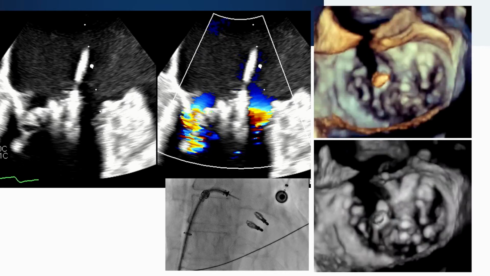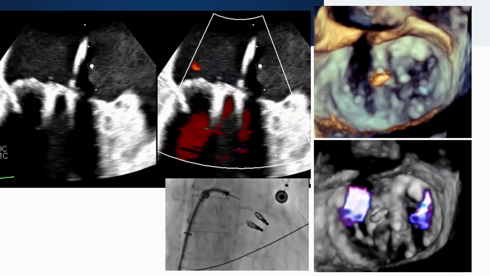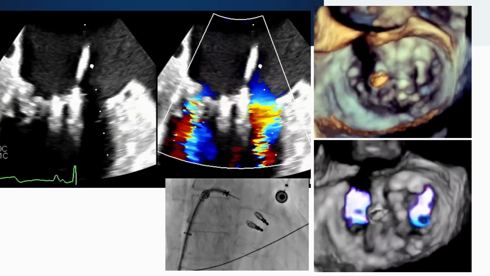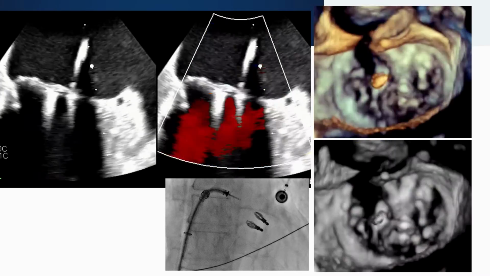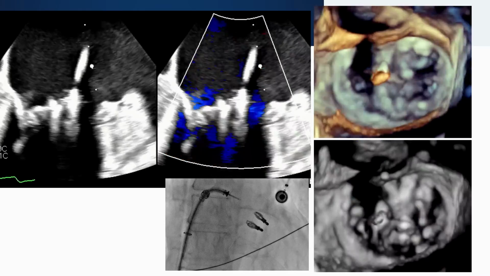And you'll see these images on the top left, with and without color images. The second clip is perfectly positioned right next to the first clip. It's parallel. There is no residual mitral regurgitation there.